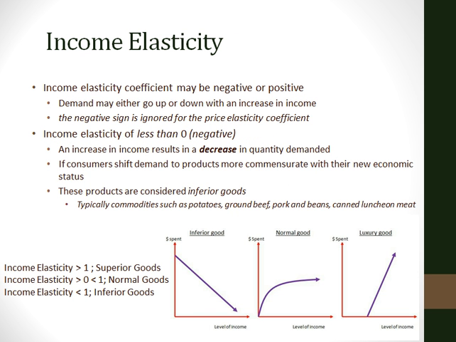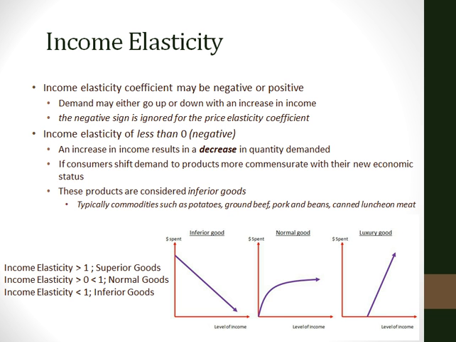We can see that income elasticity can be either positive or negative. Demand may go up or down depending on our change in income. If the income elasticity is less than zero or negative, this means that an increase in income results in a decrease in demand for a good. These goods are inferior, and they typically consist of commodities such as ground beef, pork and beans, or canned luncheon meat. We buy less pork and beans as we make more money.